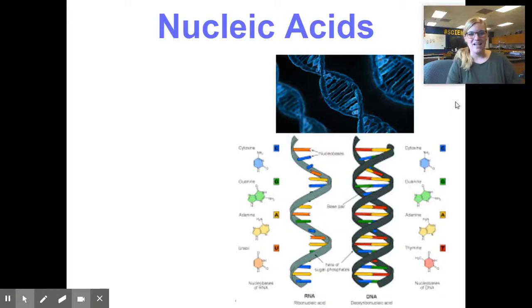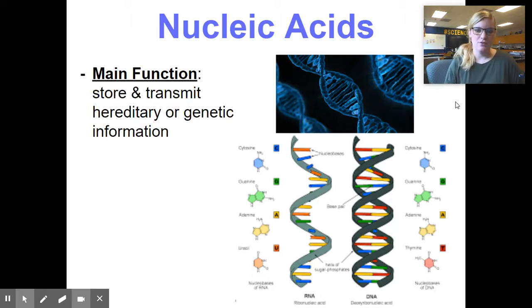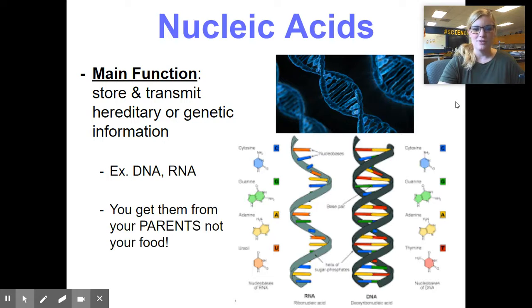All right, so last but definitely not least are our nucleic acids. The function of nucleic acids is to store and transmit genetic information. So this is where your DNA comes into play. This is important. Our examples are DNA and RNA, and you get them from your parents. You cannot just get DNA from food. That would be kind of cool and also kind of terrifying at the exact same time. So remember, this is the only macromolecule you do not get from food.